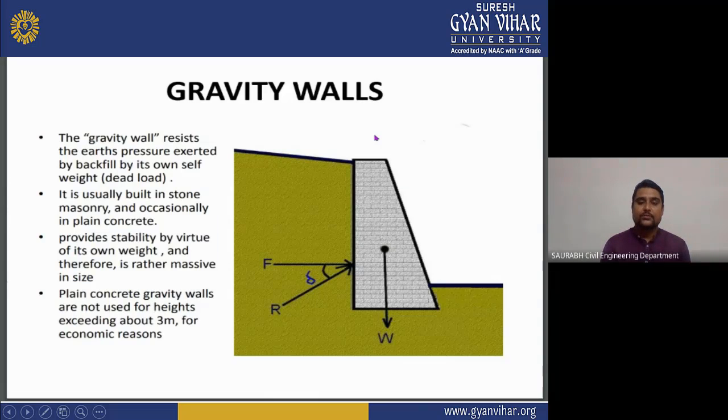Now come to the gravity walls. What is the meaning of gravity walls and how do they work? The gravity wall resists the earth pressure exerted by the backfill by its own self-weight, which is also known as dead load. It is usually built in stone masonry and occasionally in plain concrete. It provides stability by virtue of its own weight and therefore is rather massive in size. Plain concrete gravity walls are used for heights exceeding about 3 meters in the economical region. As you can see here, that is your weight and this is the angle of repose of a gravity wall.